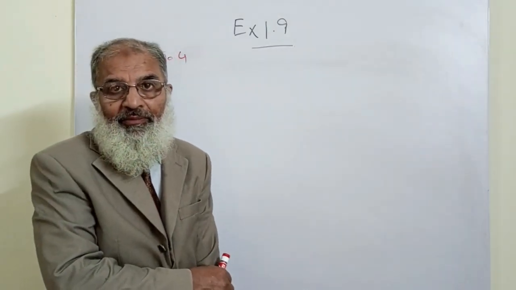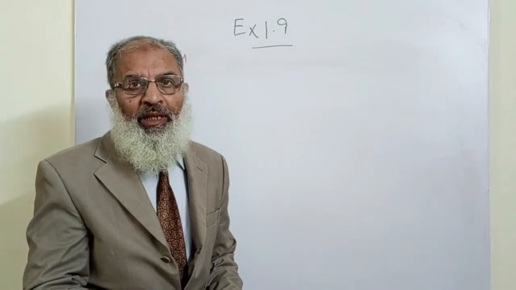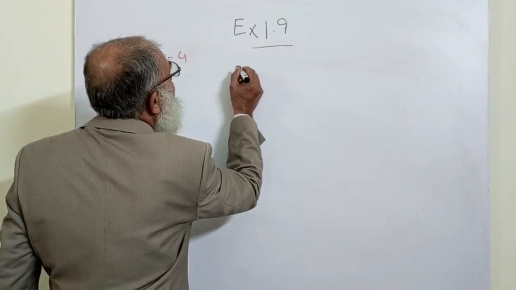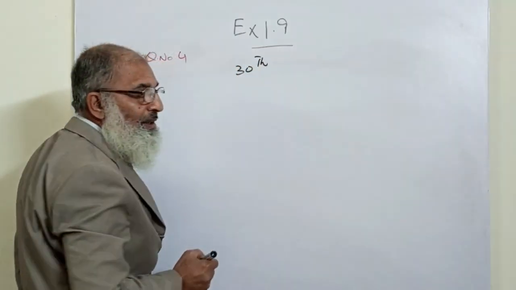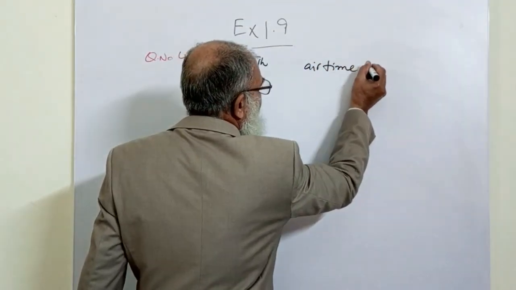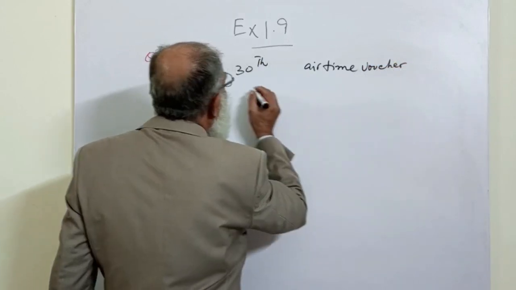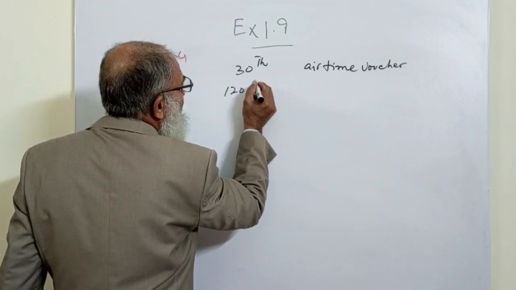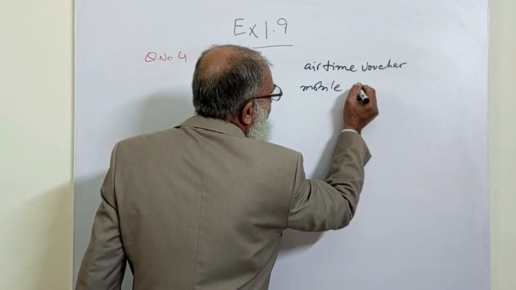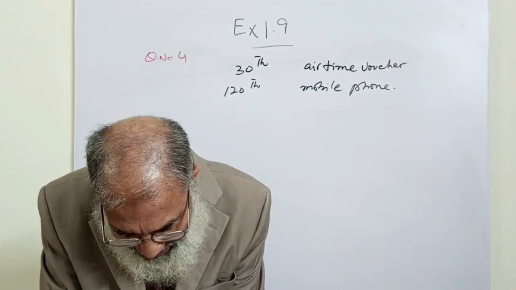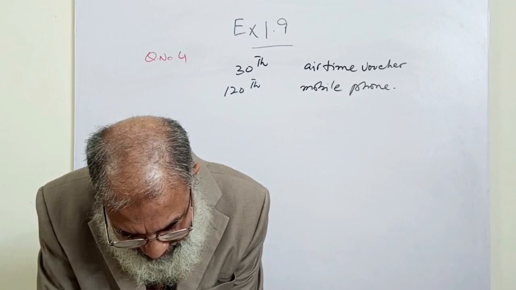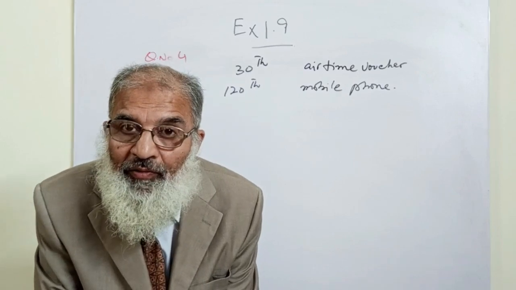So some data is given. First of all, I write the data: every 30th caller is given an airtime voucher, and every 120th listener is given a mobile phone. Very lucky. How many listeners must phone in before one receives both an airtime voucher and a free phone?